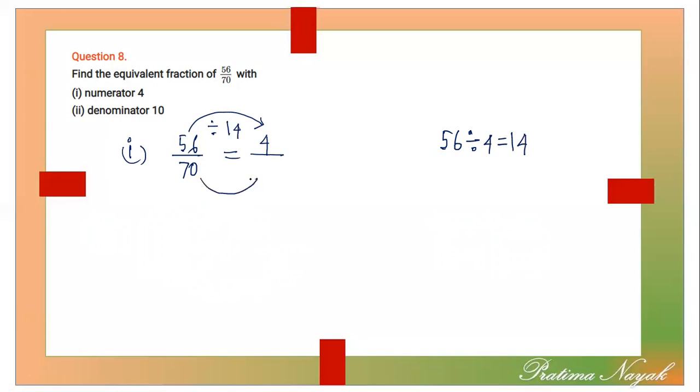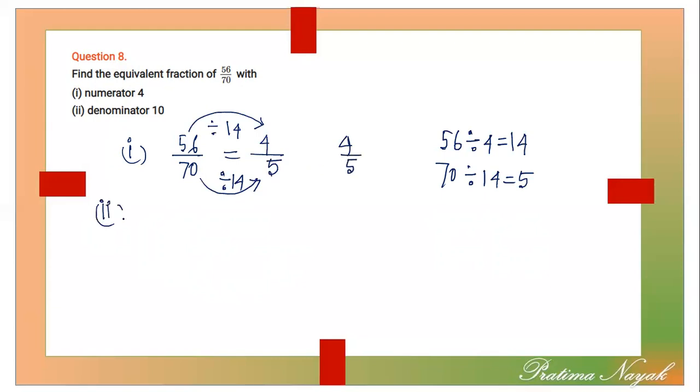So the same thing I'll divide here. 70 divided by 14 is equal to 5. So the answer is 5. So 4 by 5 is the answer of part 1.